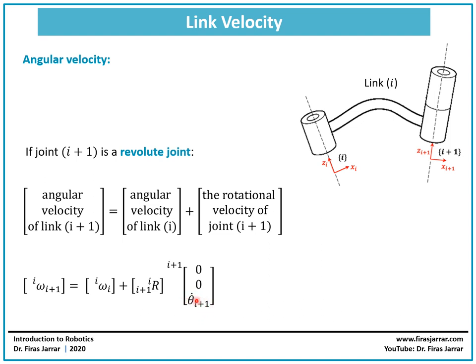We have here x, y, and z, and the z entry in the column matrix, because it is rotation about the z, and which z? It's the z I plus 1. However, as we said before, if you want to do this kind of addition, we have to make sure that they are all expressed in the same frame, which is the I frame. And this is why we pre-multiply this column matrix with the rotation matrix from I plus 1 to I, as if we are canceling I plus 1 with I plus 1.